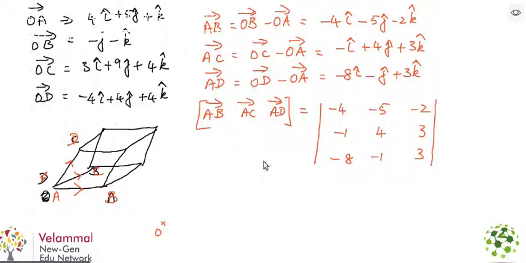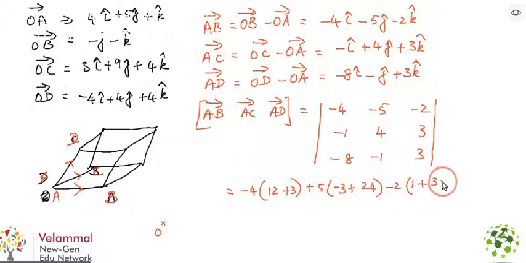So when you do the box product, this is nothing but minus 4 into 12 plus 3 plus 5 into minus 3 plus 24 minus 2 into 1 plus 32, which is equal to 0. So because the scalar triple product is 0, the vectors are coplanar. Hence, the points A, B, C, D are coplanar.